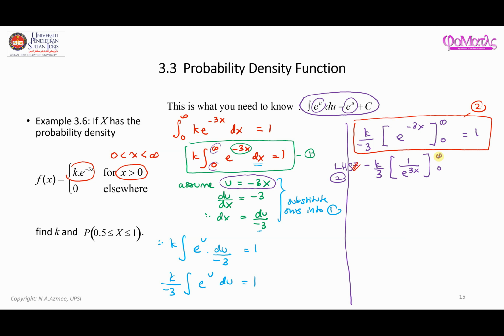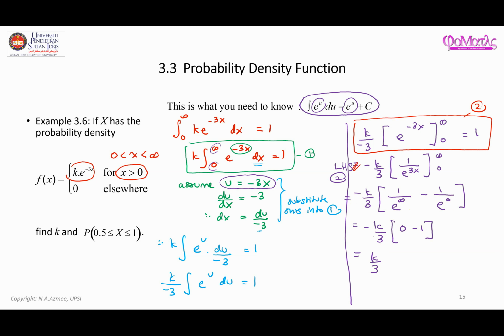So what we have to do is substitute all the values into this. We have negative k over 3, 1 over e to the 3 times infinity, where we can assume this is going to be infinity, minus 1 over e^(3 times 0). Here we've got negative k over 3. 1 over such a big number is going to be 0, minus e to the power of 0 is 1, so minus 1. So the final result is going to be k over 3.